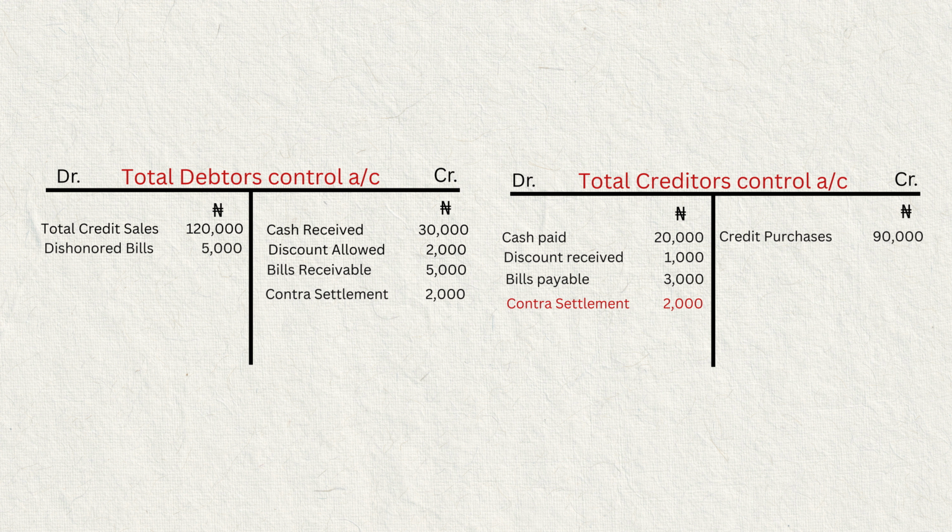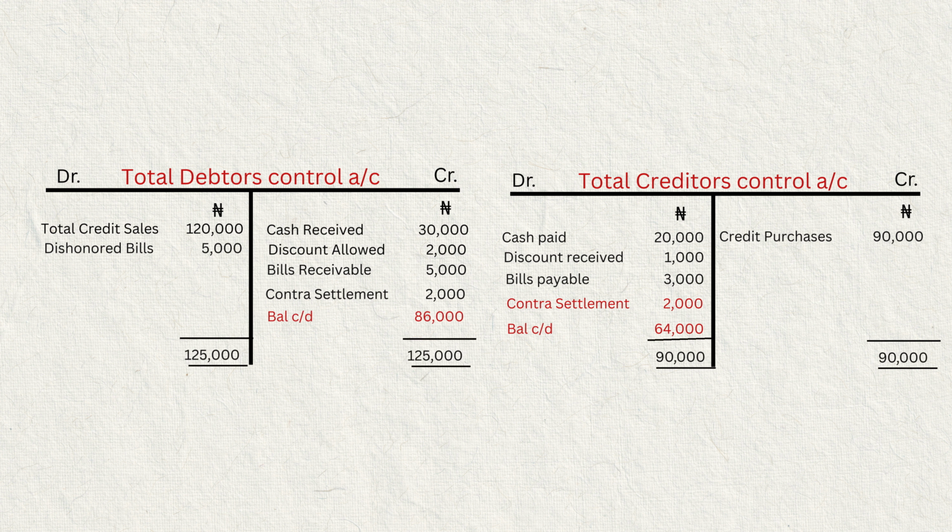We post 2,000 on the credit side of the debtor's control account and 2,000 on the debit side of the creditor's control account. That means we've reduced both what we owe and what is owed to us. And that's it. We've posted each transaction correctly in the control accounts, and now you can balance both accounts to find the totals.